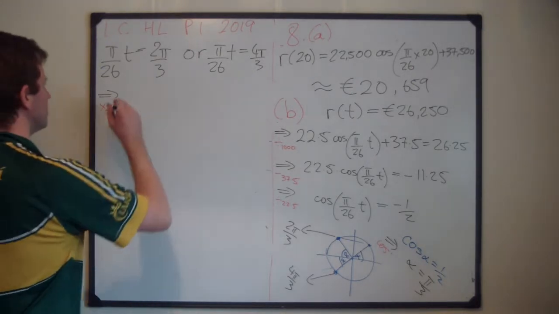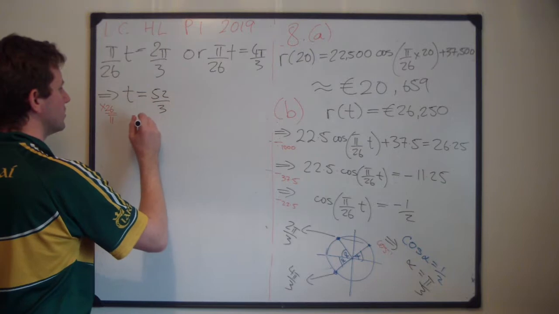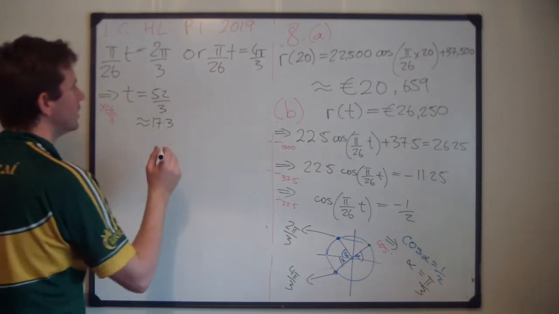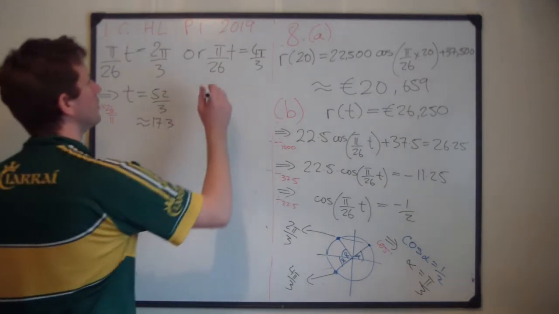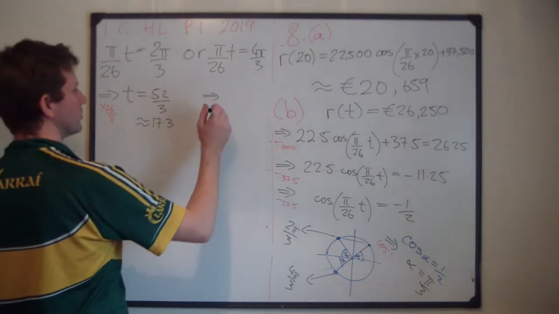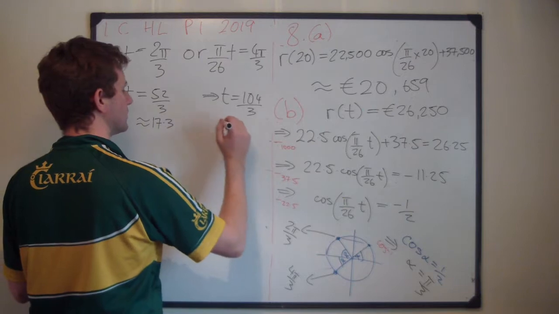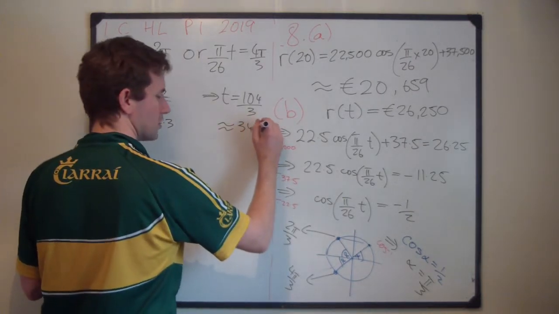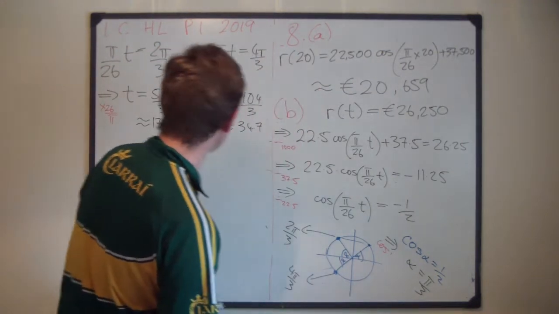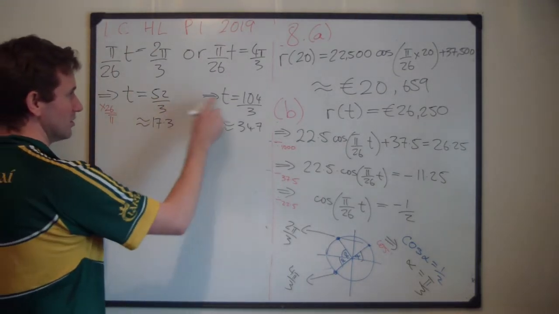I end up with t is equal to 52 over 3. Does that go? Goes like 17. It's approximately 17.3. And this one will end up just being twice it. So doing a similar story, you end up with t is equal to 104 over 3, which is approximately 34.7. What's the question? Find the two values of the time t within the first 52 weeks when the revenue is approximately this. Well, it's looking for just straight out values, so maybe I should be a bit more accurate and say that these are my two answers.